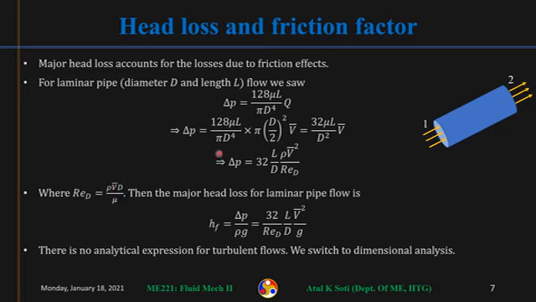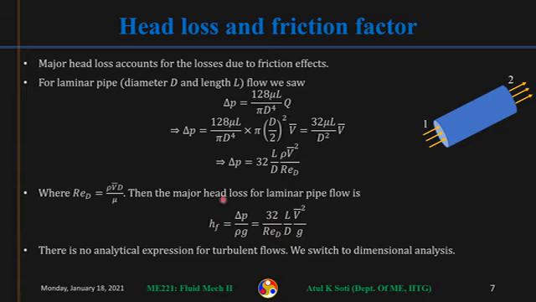Then, as we had seen, for a straight pipe with fully developed flow of uniform cross section, the head loss is simply the pressure drop divided by rho g, and the pressure drop for laminar flow is this. So we can put this expression of delta P here. We'll get the expression for major head loss in a laminar pipe flow, and this is given by 32 L by D, V average square by G, divided by RE_D.